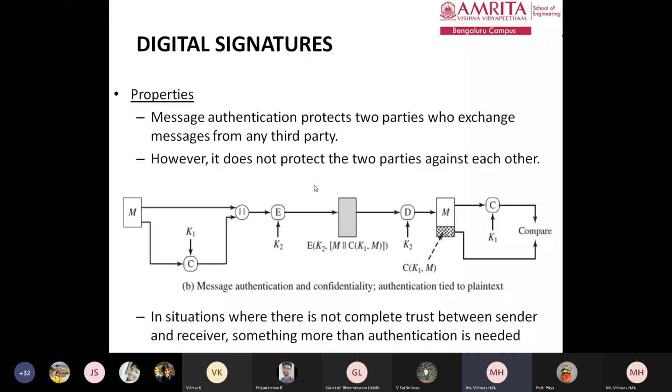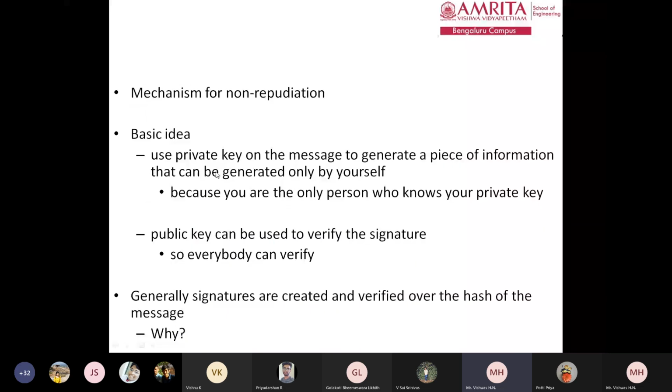So the mechanism for non-repudiation: the basic idea is to use the private key on the message to generate a piece of information that can be generated only by yourself, because you are the only person who knows your private key. We have already discussed all these things. Public key can be used to verify a signature, so anybody can get your public key and verify. Generally signatures are created and verified over the hash of a message.